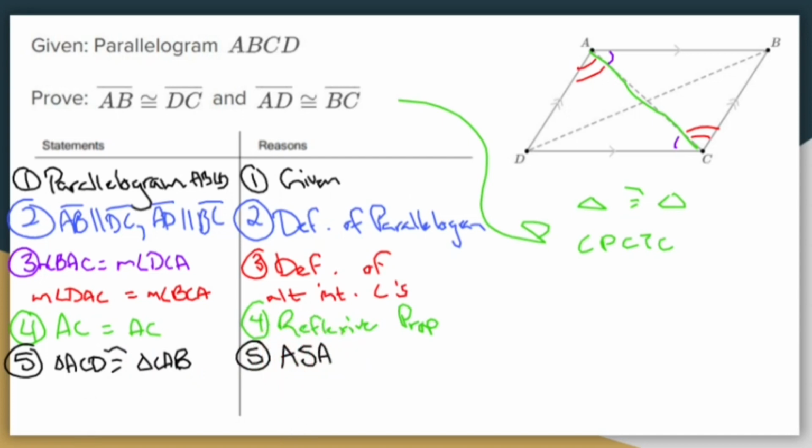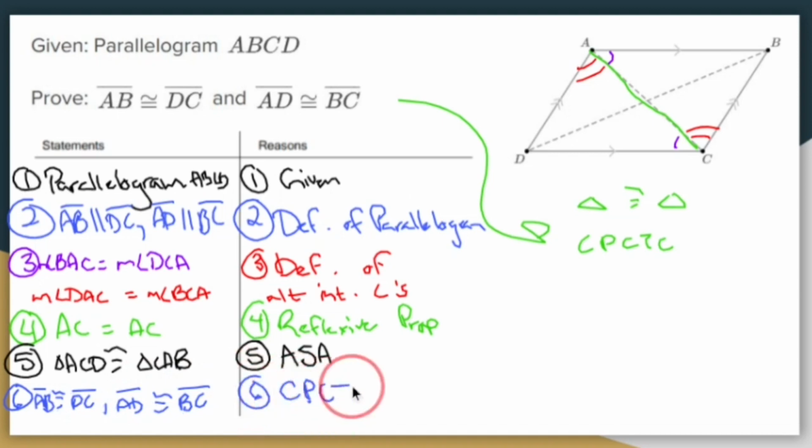And since these are completely congruent, now we could say AD is congruent to BC. That'll be our last step. Let's see if I can fit that in. AB is congruent to DC, comma, AD is congruent to BC, and that is corresponding parts of congruent triangles are congruent.